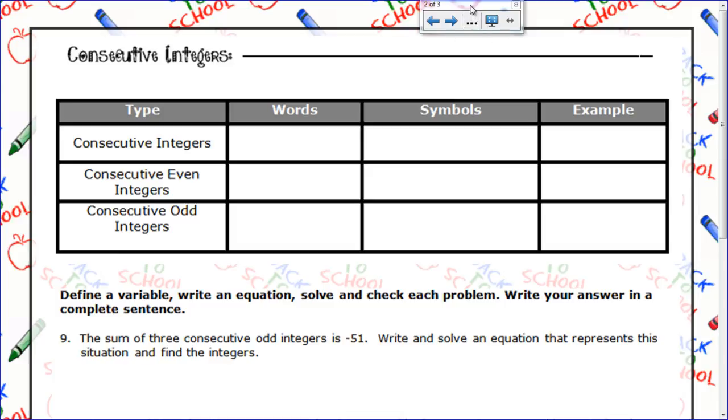So now let's talk about these things called consecutive integers. Consecutive integers are nothing more than integers that are in counting order. And so they're in the order that you would say them if you were counting 1, 2, 3, 4. Those are consecutive. There's 3 types of consecutive integer problems. There's just plain old consecutive integers, which are the same definition as above. They're integers in counting order.